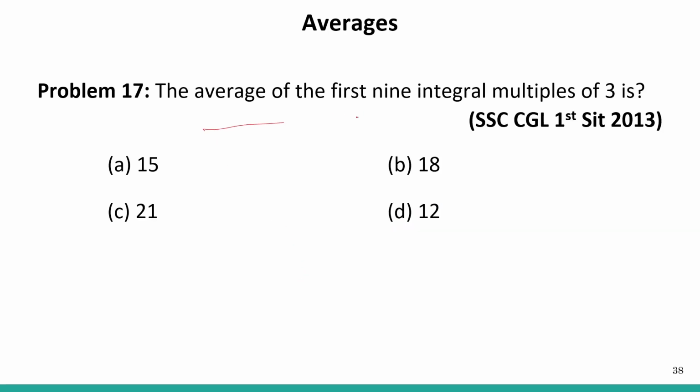So the average of the first 9 integral multiples of 3 is equal to what? 15, 18, 12 or 21. Let's see which among these 4 is actually correct. So this question appeared in the SSC CGL first sitting of 2013 paper.